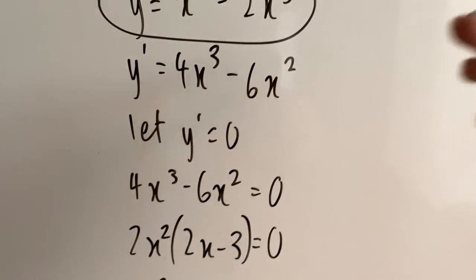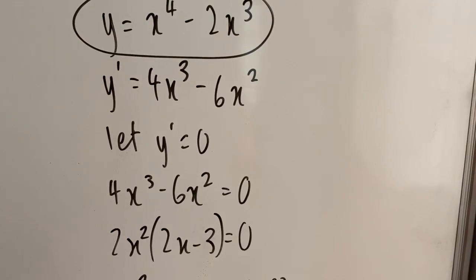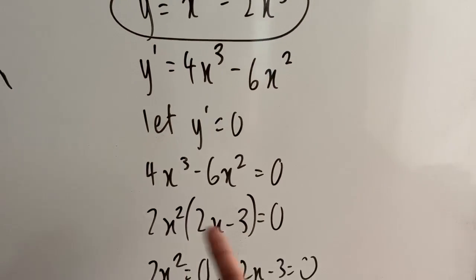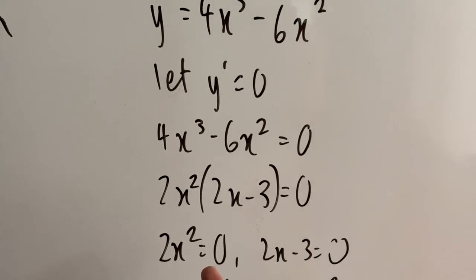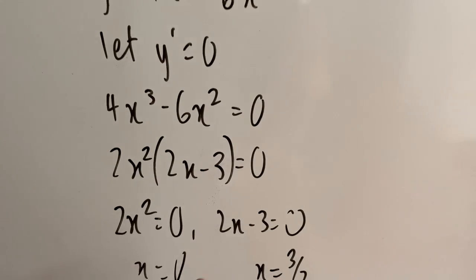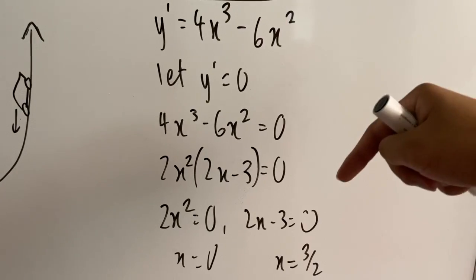So once we factorize, we get 2x squared times 2x minus 3. Since there's two things multiplying to give you 0, you can make either of those things equal to 0. So you've got 2x squared equals 0, 2x minus 3 equals 0. And then you come up with two values of x, right? You come up with x equals 0 and x equals 3 on 2.